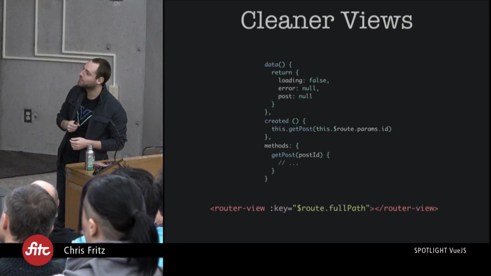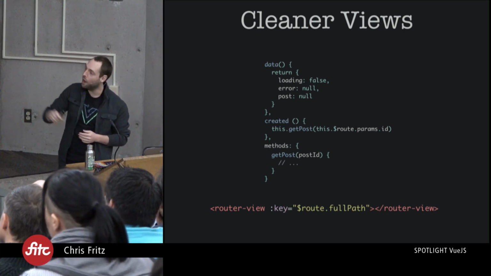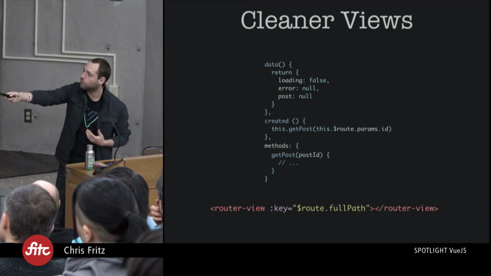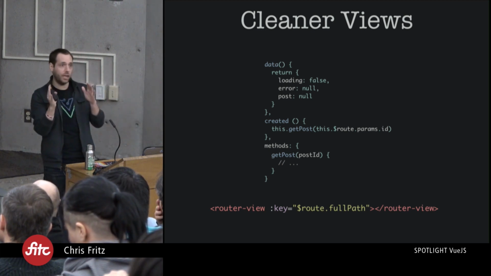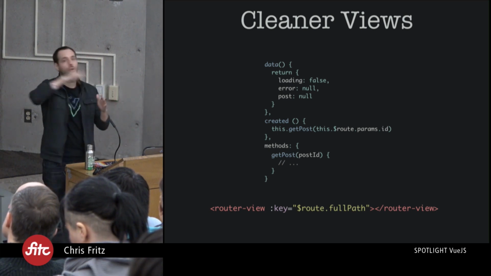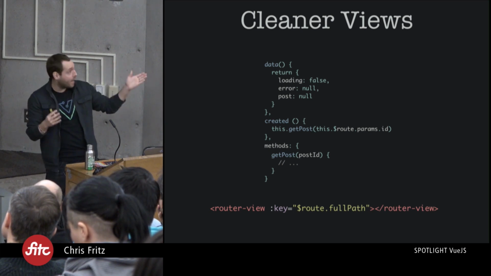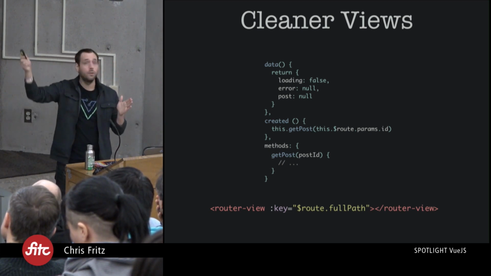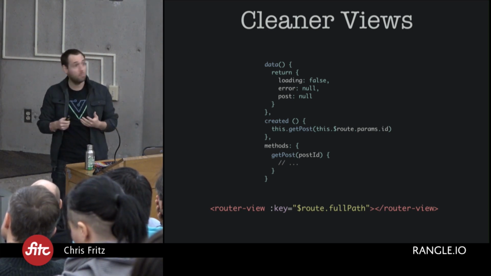The way to do that is with one line, by adding a key to router view. And specifically, a key I often like to add is route.fullPath. And that just tells Vue that if the full path changes, even if the component is the same, you should render it from scratch. So what that means is you will have slightly worse performance from route to route, but your route components will be a lot simpler and probably less likely to have bugs in them.